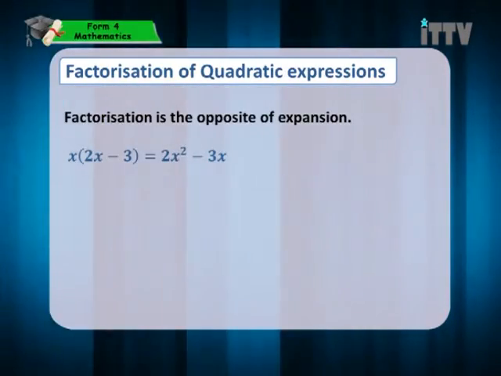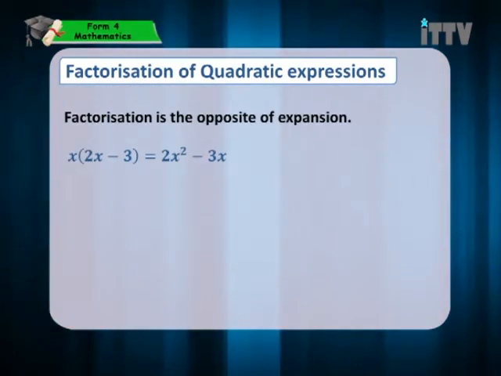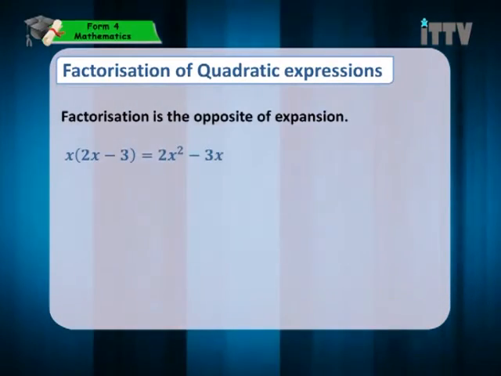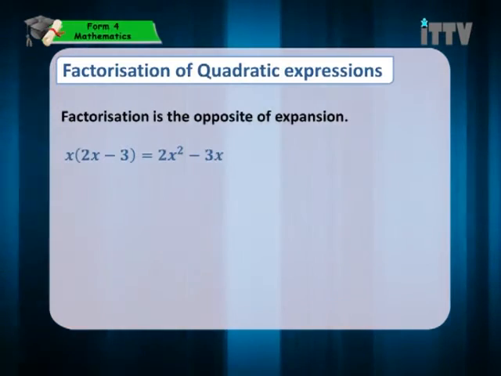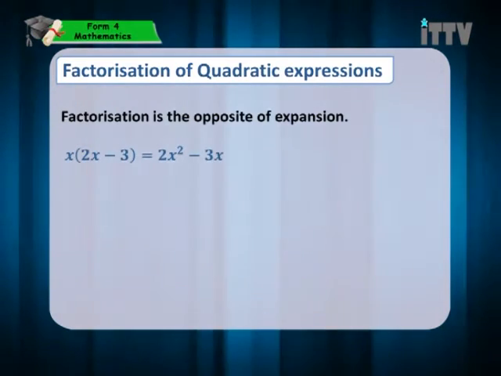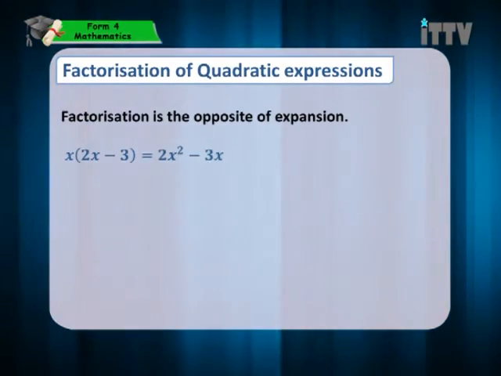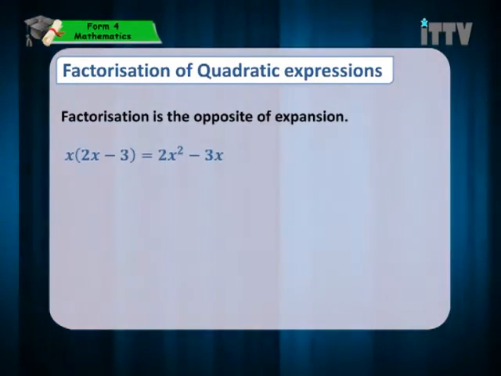Factorization of quadratic expressions. What is it actually? Very simple. Factorization is the opposite of expansion. Take a look at the equation below. x multiplied by 2x minus 3, and we have learned this. When you expand x and 2x minus 3, you will get 2x squared minus 3x.